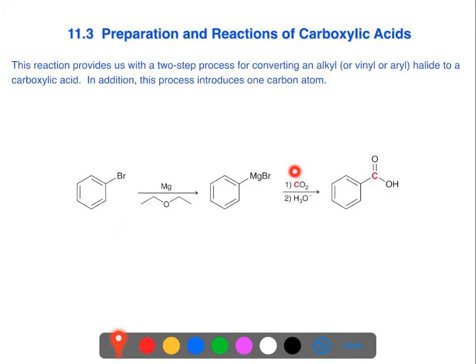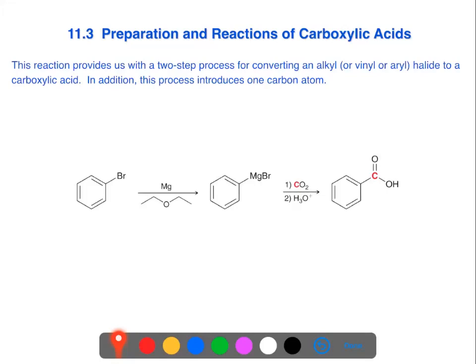So what's highlighted in red here is that single carbon from CO2, and that now is found in our target molecule. So similar to alkylation and similar to the use of other carbon nucleophiles, we are basically increasing the amount of carbon in our final compound relative to the initial reactant.